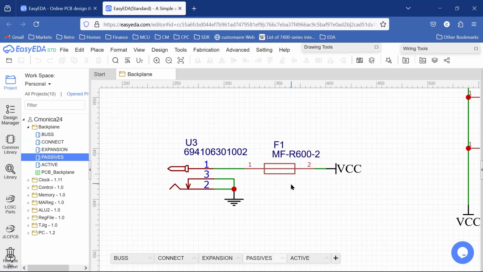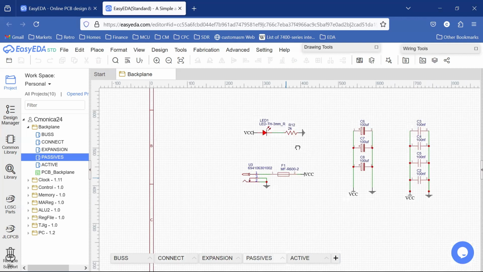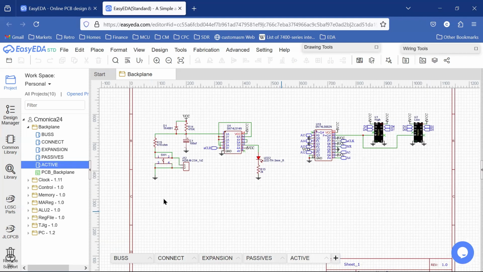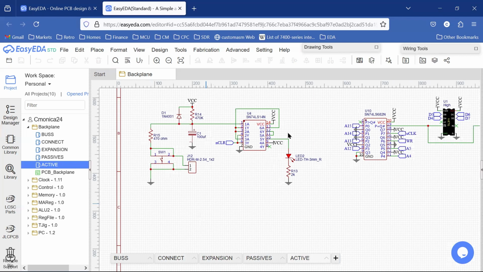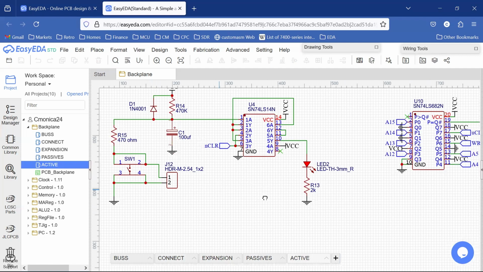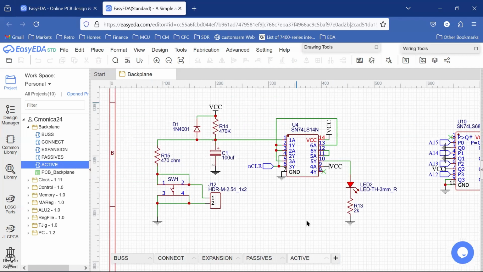And with the cards that we have installed, therefore we're going to use a 6-amp resettable fuse to protect the computer. Okay, those are our passive elements. Our active elements, we have our reset circuit here, which is virtually identical to the circuit that we looked at in one of our videos, as well as on the backplane review. This circuit is essentially identical.